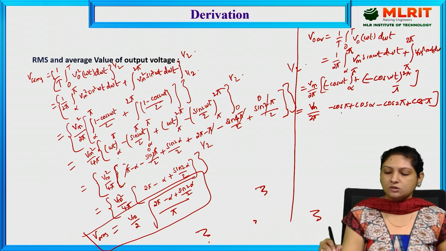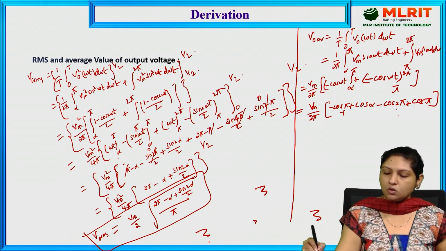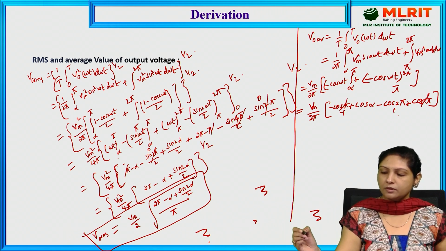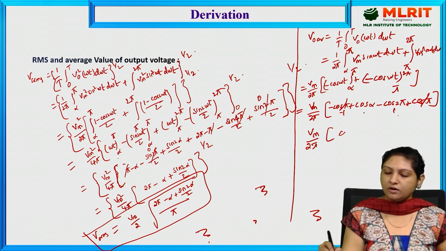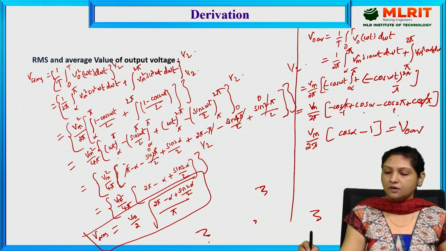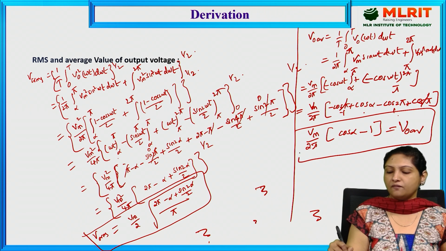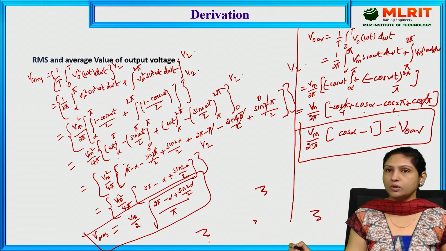We get the cos pi value is minus 1, and here the cos 2 pi value is 1. So here cos pi minus cos pi plus cos pi gets cancelled, and we get Vm by 2 pi into cos alpha minus 1. This is the final V0 average expression for single phase half wave controller with R load. This is the V0 average expression.